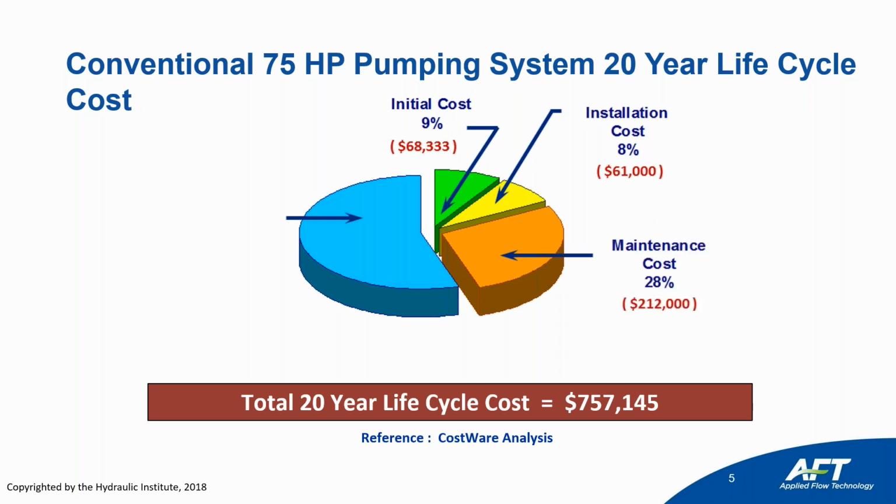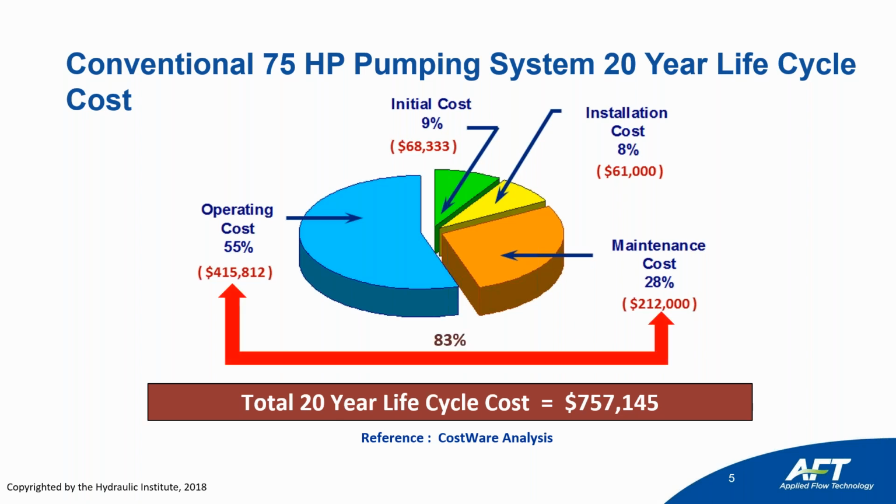Maintenance was about 28%. And that makes sense, especially if they're operating far away from their best efficiency point. There's going to be a lot of repairs that they're going to have to deal with. And then finally, operating cost was 55% of the overall cost in the 20-year life cycle. So here, the operating and maintenance costs account for 83%.